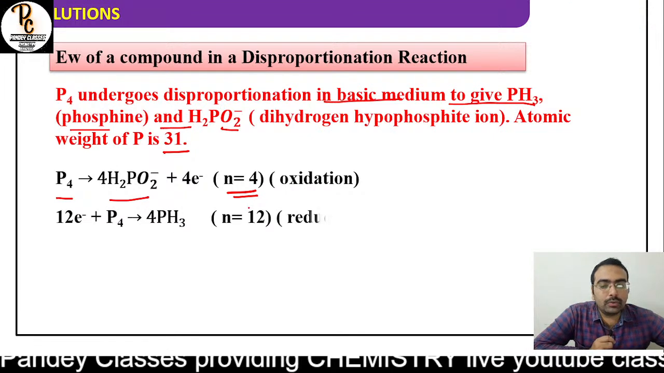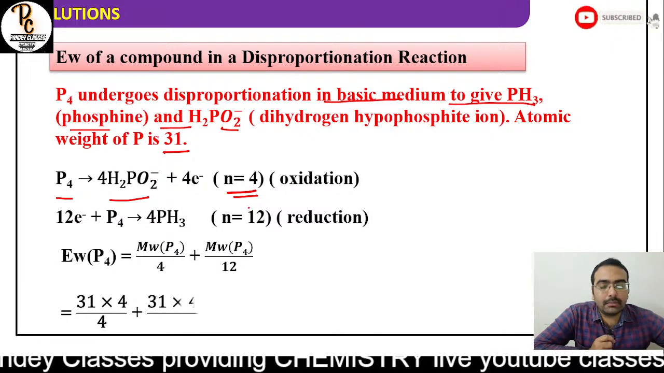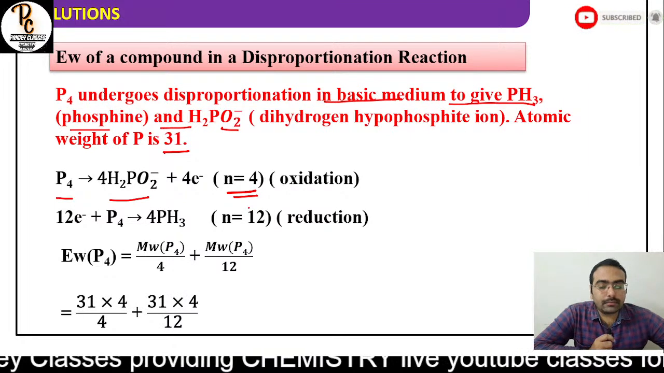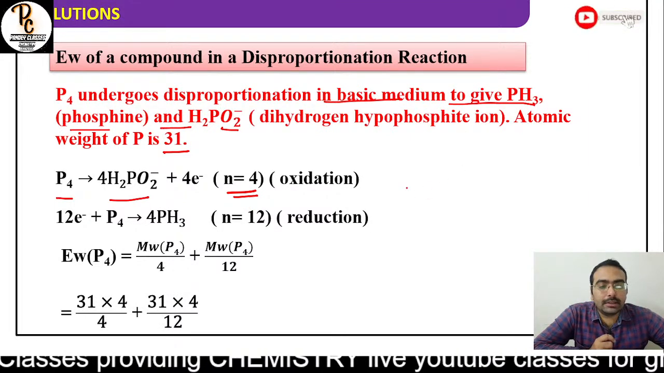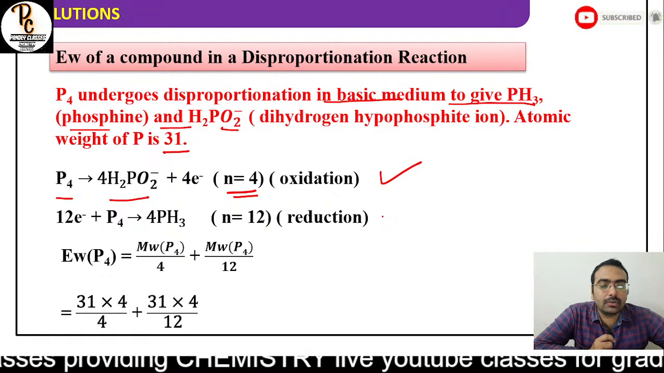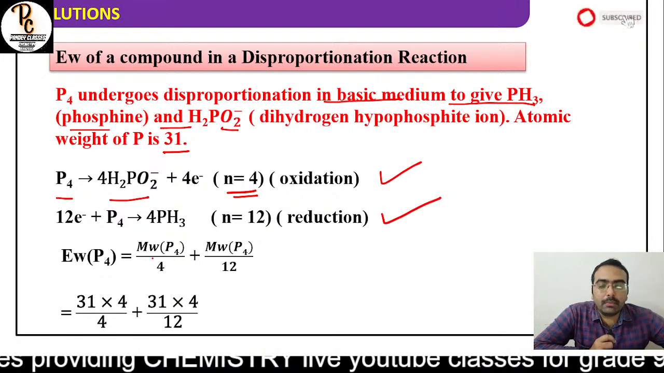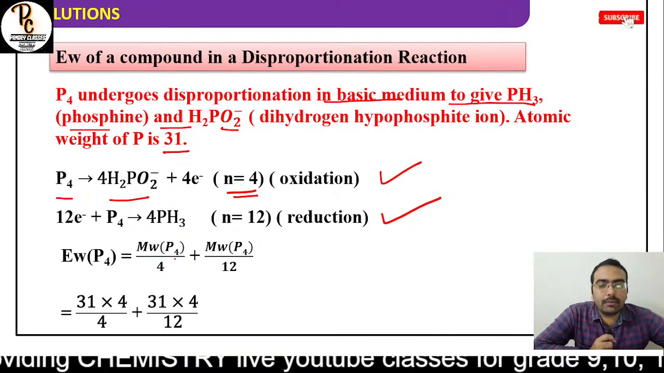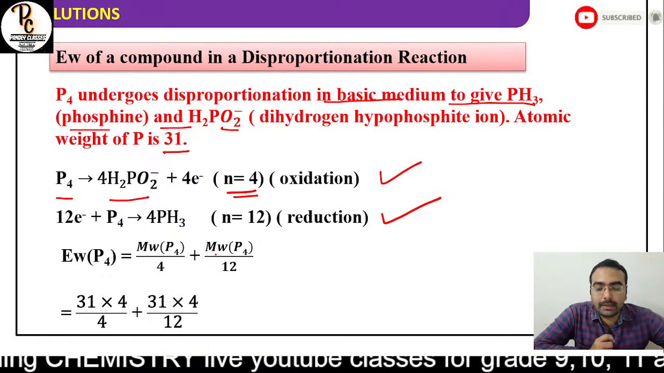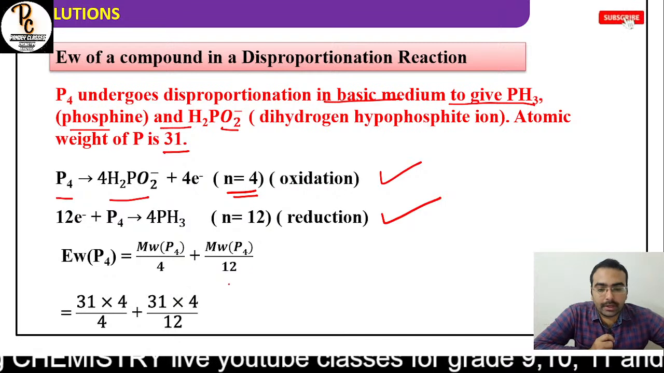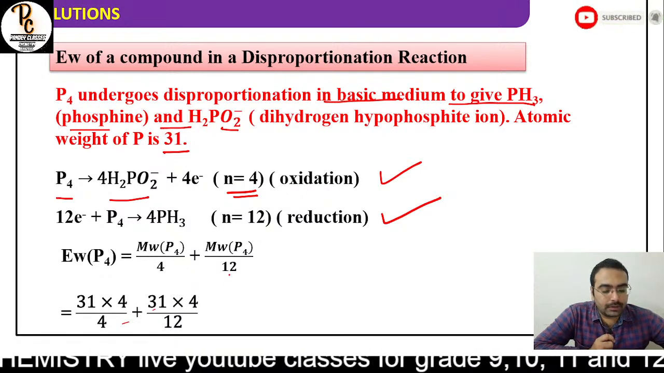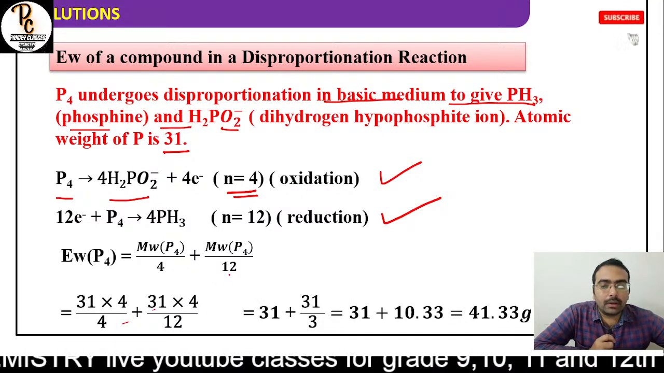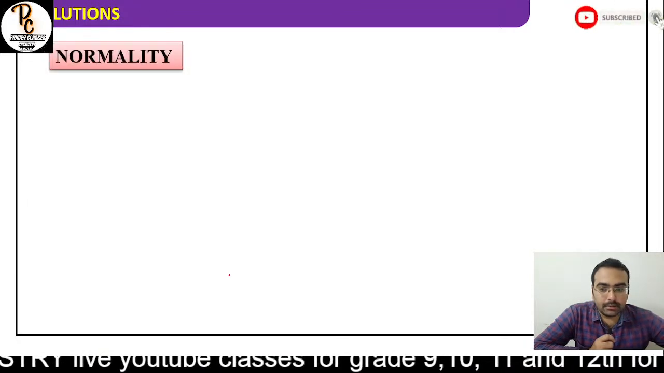So simply what we'll do is divide. This is the formula: in one case it undergoes oxidation, in another case it undergoes reduction. So the equivalent mass is the molecular weight of P4 upon 4 plus molecular weight of P4 upon 12. This will give us the equivalent mass.